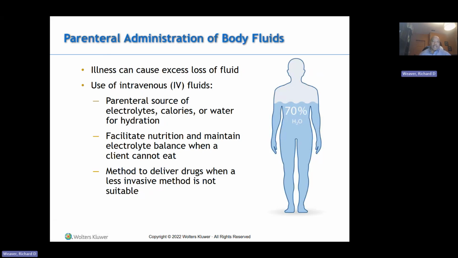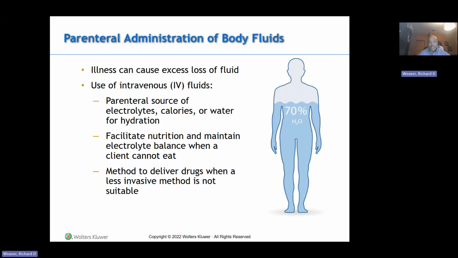All right. Now, fluid makes up a major portion of our body tissues. So over 70% of our body is made up of fluid, which is quite a bit. It's even more when you are a child, of course. So take a look at figure 54.1 for that illustration.